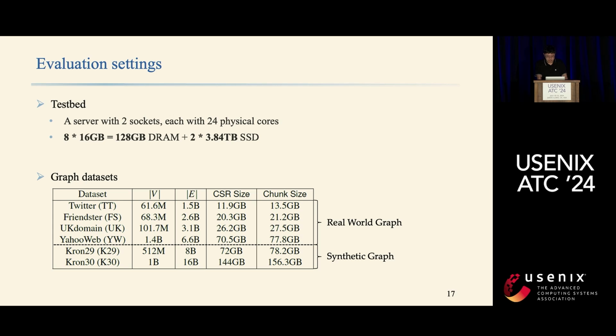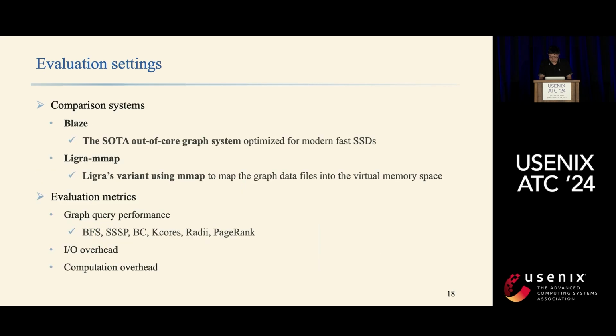Next is the evaluation. We use a server with 2 sockets, each with 24 physical cores and equipped with 108 GB DRAM. We evaluated our system using 4 real-world graphs and 2 synthetic graphs. We use 2 different systems as baselines. Blaze is a SOTA out-of-core system. Ligra-mmap is a Ligra variant using mmap to leverage the page cache to cache graph data. We evaluate ChunkGraph query performance and 2 other benchmarks, I/O overhead and computation overhead.